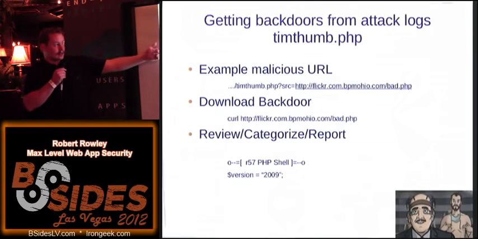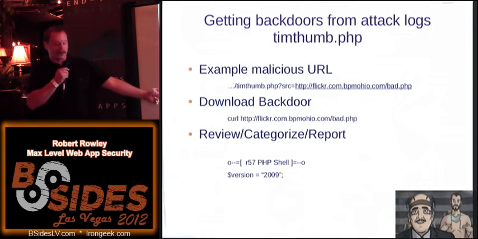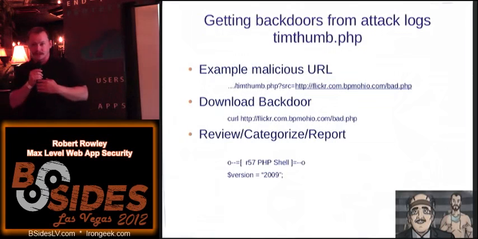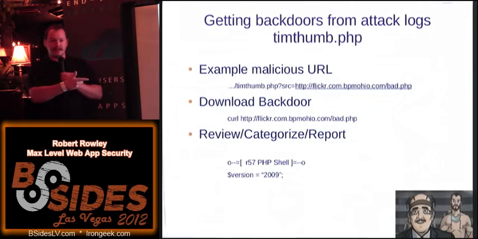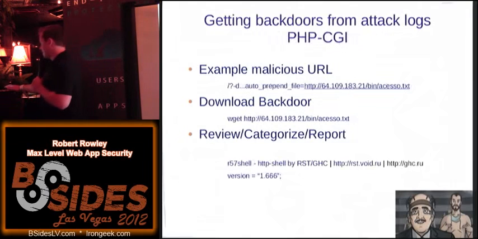So yeah, you basically get the URL, download it, and then you can review it, and it's like, oh yeah, that's an R57 PHP shell. I think that's exactly what that one was. What's funny is they actually even give you version numbers, and some of the attacks I was seeing were using versions from 2009. I don't know why.